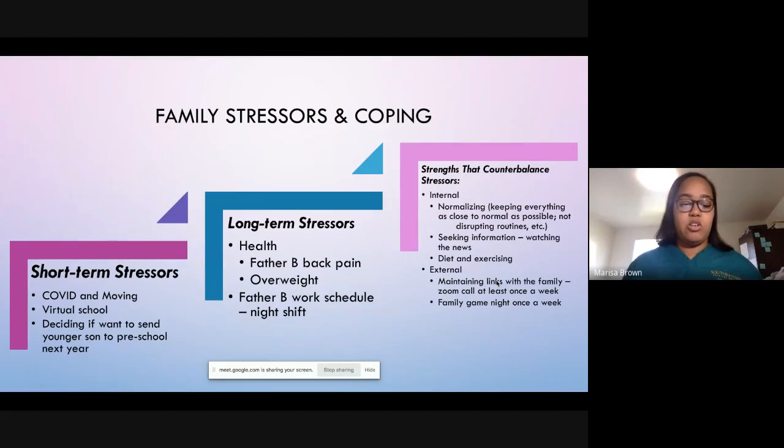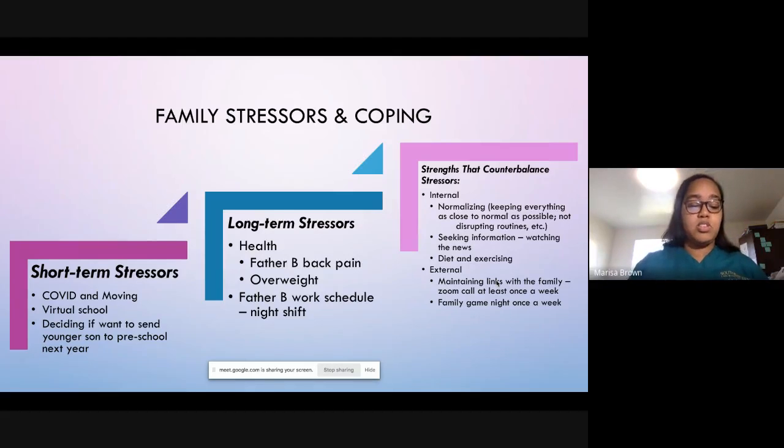Family stressors and coping. Short-term stressors are COVID, moving into the new home, and virtual school. Virtual school is hard on the parents and the child because A and B have to adjust to schoolwork around the times they are off work, because the grandmother E that takes care of them while the parents are at work is not tech savvy. The parents are also deciding if they want to send their youngest son to preschool next year. They have major concerns about COVID.